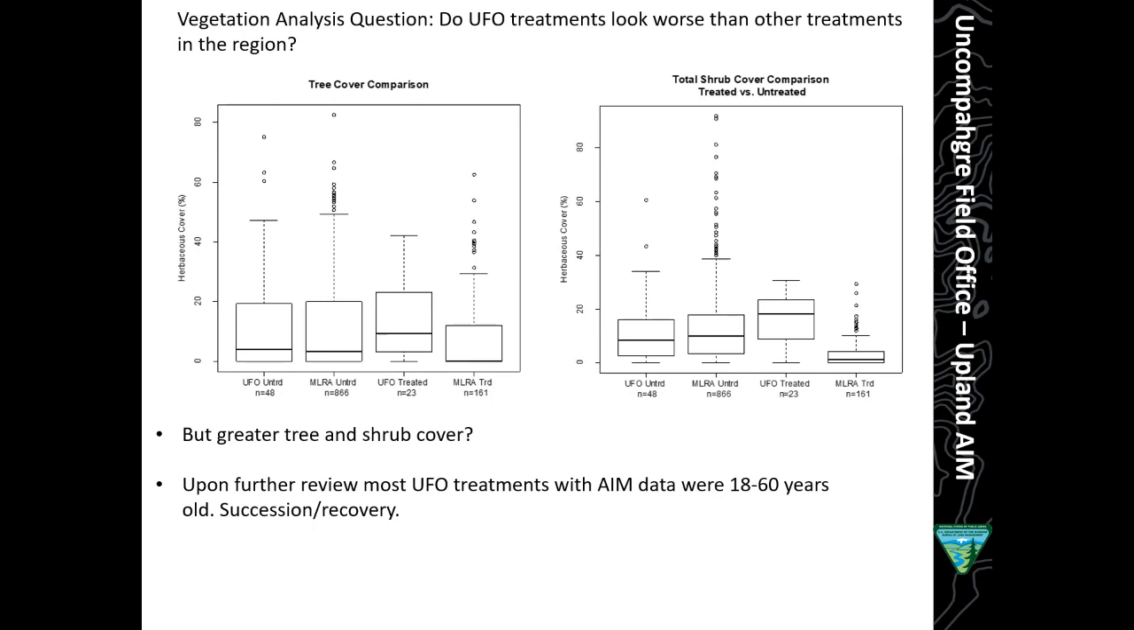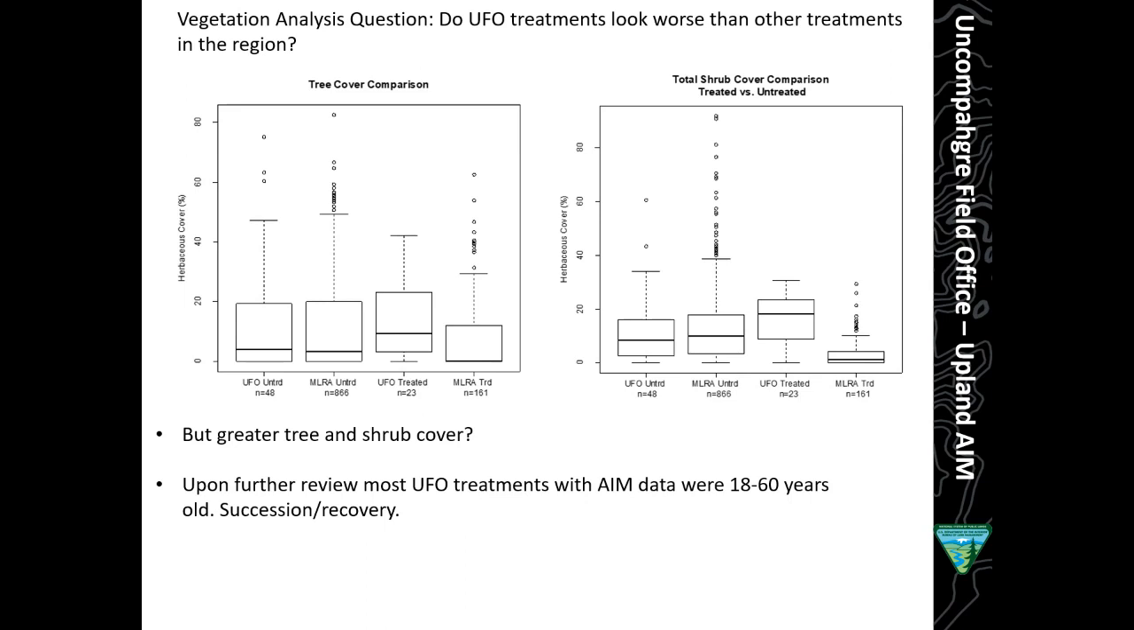So it forced us to dig a little deeper, and what we realized is that the 23 treated sites that we have AIM data on were actually treatments that were 18 to 60 years old. So what we realized is that what we're seeing is succession and recovery of these older treatments. They're sort of doing what you'd expect: as woodies increase, herbaceous foliar cover starts to drop.